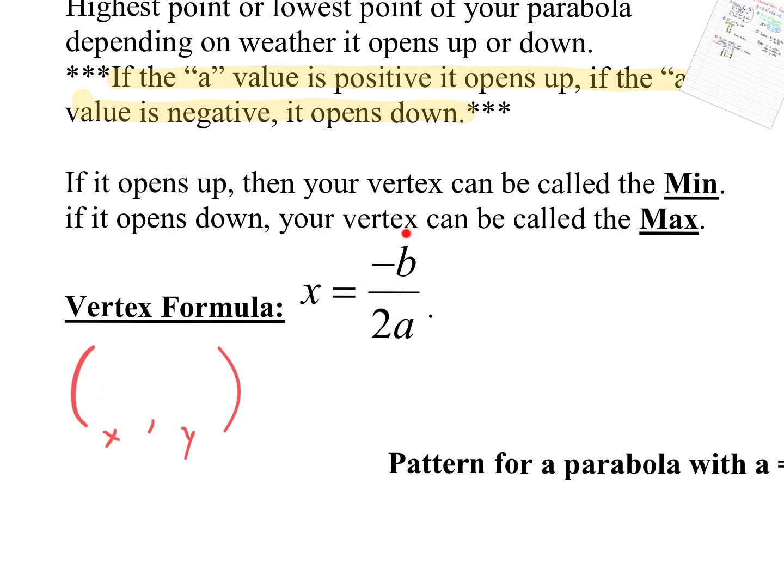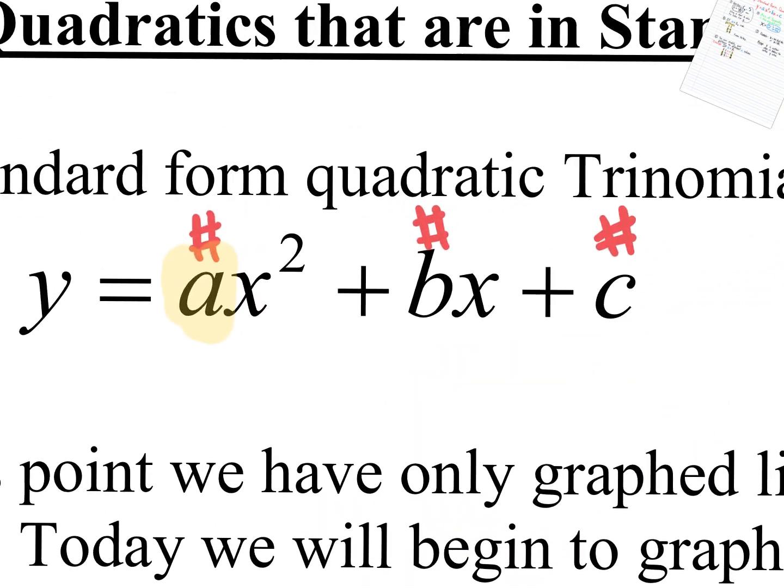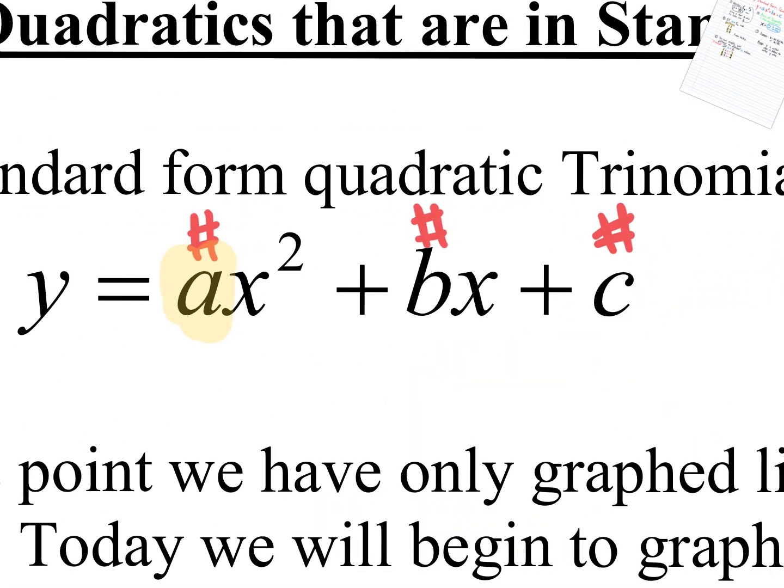Now, this formula that I'm asking you to memorize gives you the x value. It says x equals negative b over 2 times a. So where are we going to get these b and a values from? You're going to get them from your standard form quadratic trinomial equation. So the formula says negative b over 2 times a. So whatever number is here, you're going to put a negative in front of it.